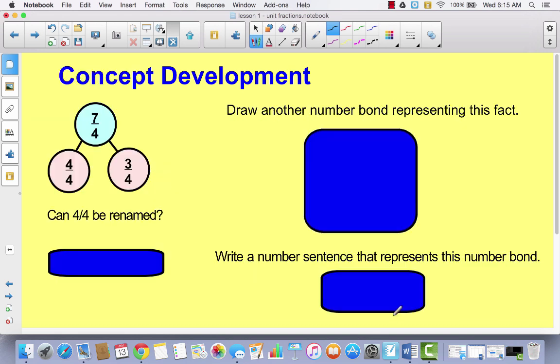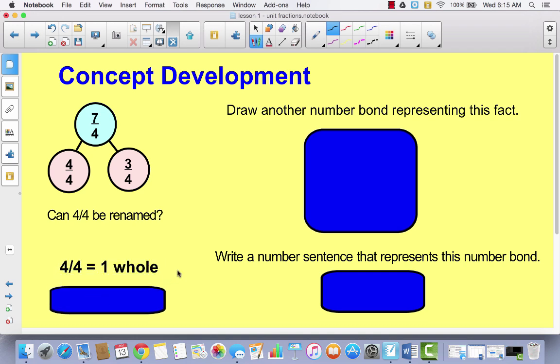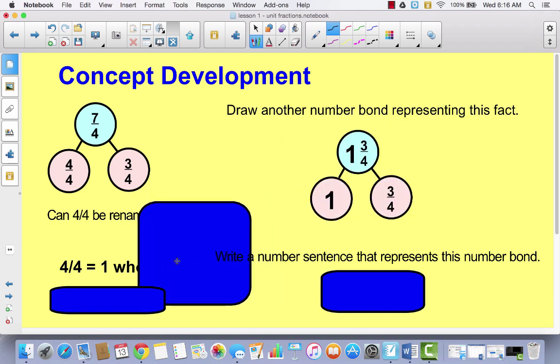Okay? All right, now let's think of this another way. You're probably thinking, well, Miss Jean, 4/4 is the same as something else. Were you thinking that 4/4 is the same as one whole? Because it is. We had one whole part shaded. So let's draw another number bond right next to this one, but we're going to rename 4/4 as one whole. So it's going to look like this.